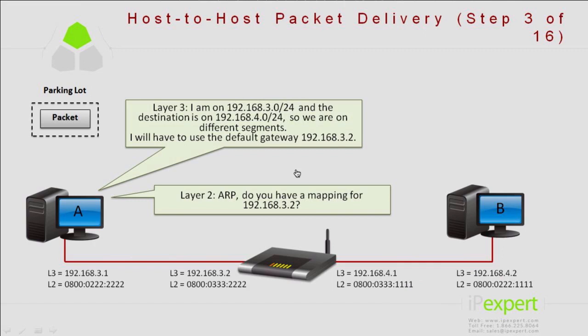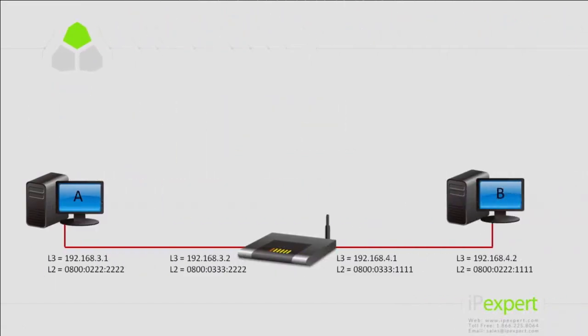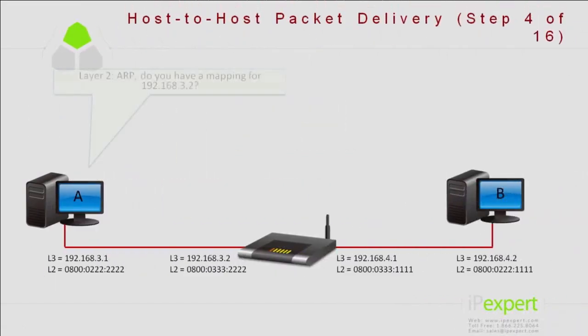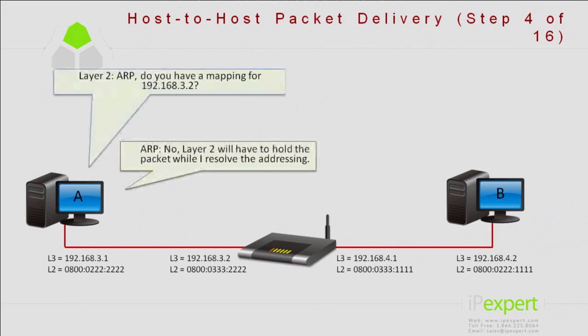So again, let's walk through exactly what goes on here. What will happen here is, like I said, it's going to arrive at the router. And the way I'm going to find that is I'm going to send this value that I was just talking about, the ARP. Do you have a mapping for this device? No, layer 2 will have to hold the packet while I resolve the addressing. So that means I'm going to put the packet in that parking space.